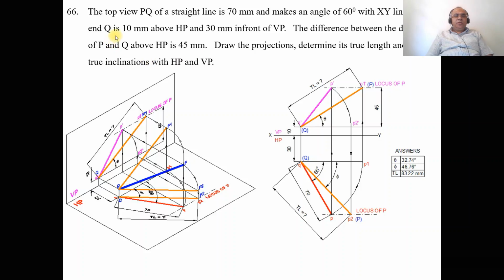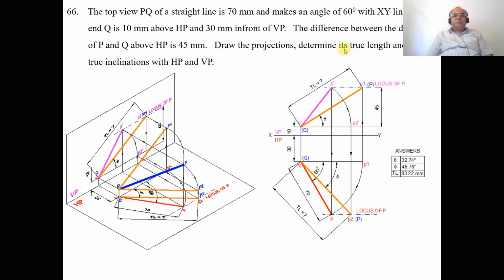The end Q is 10 mm above HP and 45 mm in front of VP. The difference between the distances of P and Q above HP is 45 mm. Draw the projections, and determine its true length and true inclination with HP and VP.